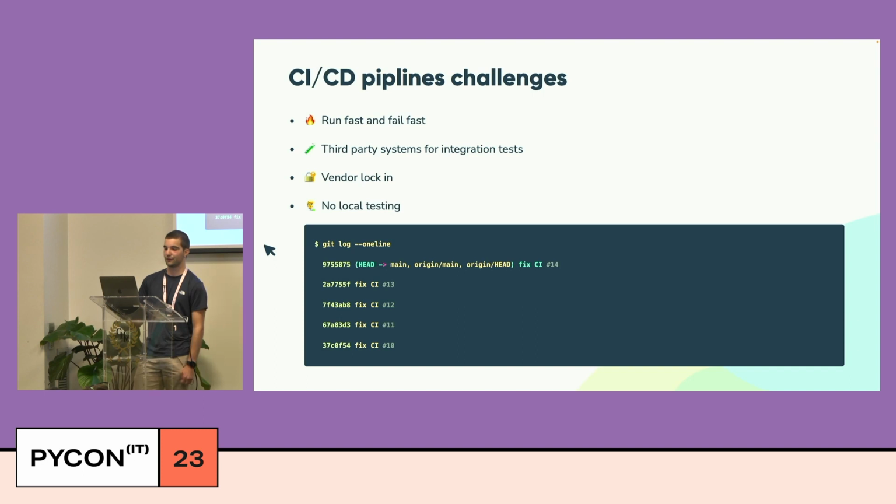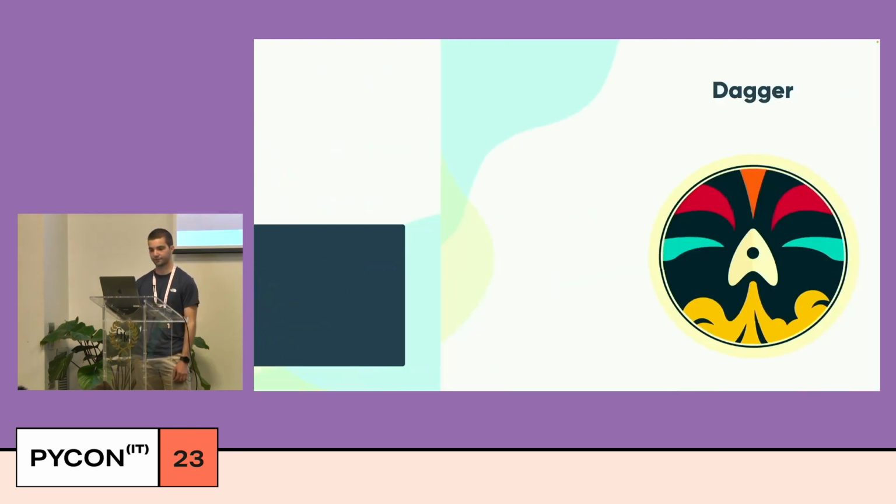And finally, you usually don't have local testing, and you end up doing commits like this one with "fix CI". You write the commit, you push, you wait for the runner to be provisioned, then you wait again for the test to run, and it's very time consuming, and it drives you crazy. Yes, I know it. It's definitely not a good user experience.